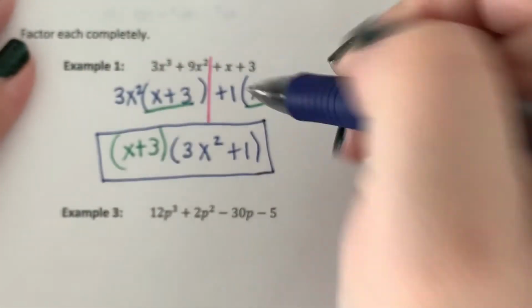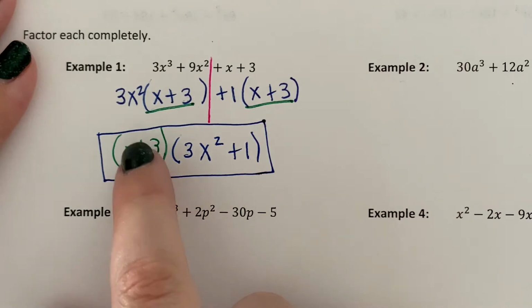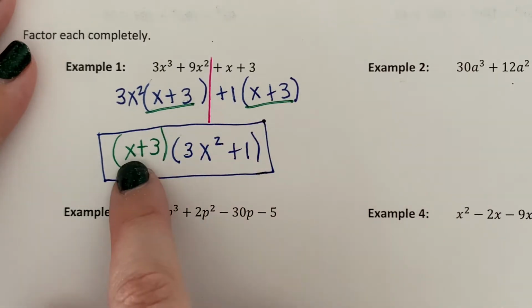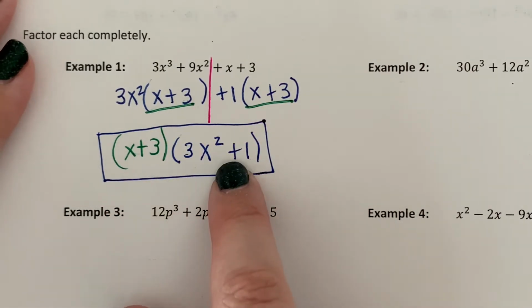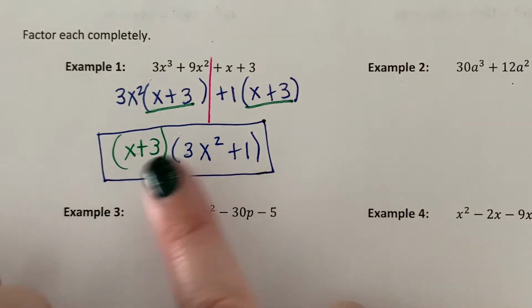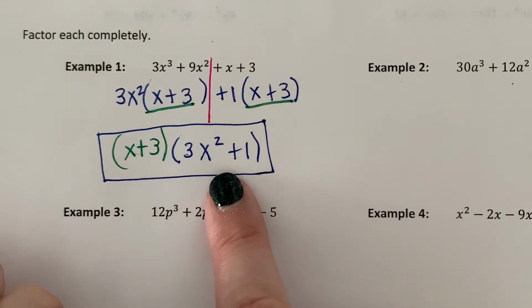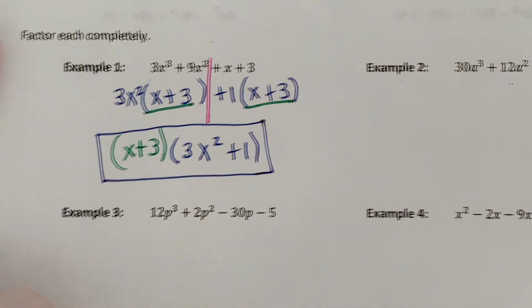And so this would be my final answer. I factored out the common polynomial factor, which was x plus 3. And then here would be my other factor. So I have 2 factors. One factor is x plus 3. The other factor is 3x squared plus 1. Let's take a look at example 2.